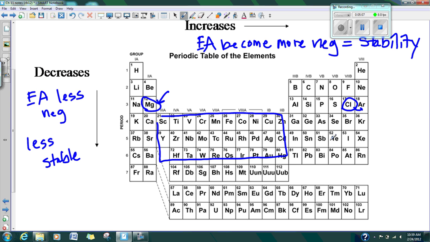All right, that's it for electron affinity, nice and short, opposite of ionization energy, and hopefully you're getting a more appreciation of this incredible periodic chart that Dmitri Mendeleev designed for us.